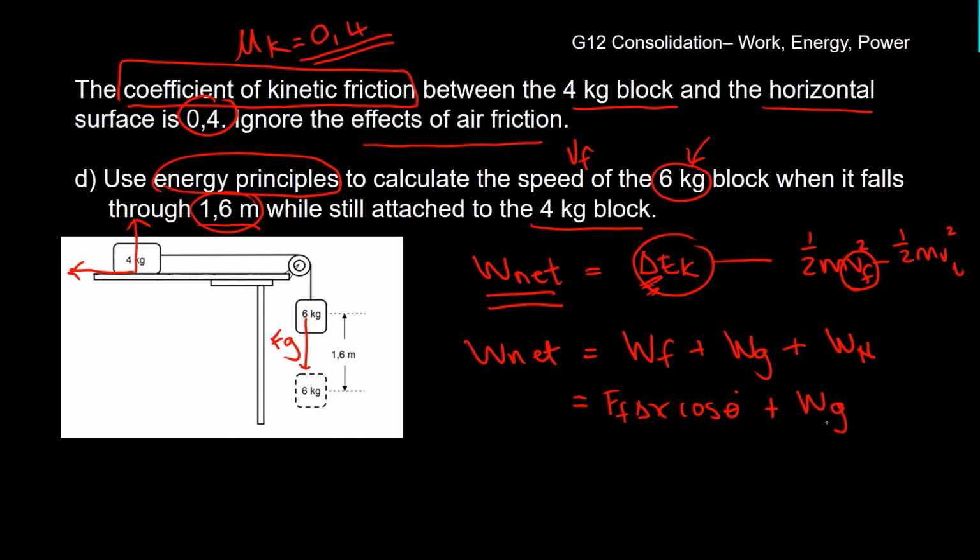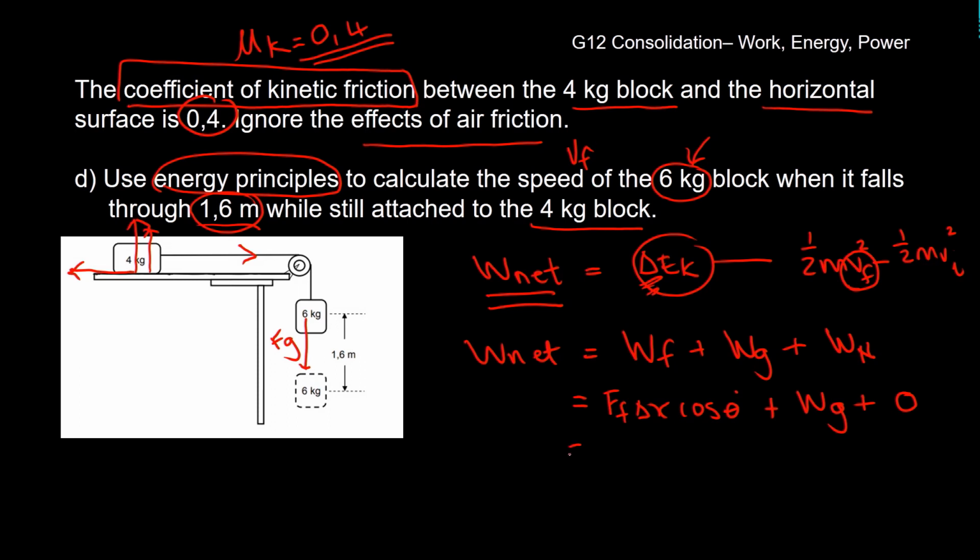I'm going to write that in there. What about the work done by the normal force? Well, movement of this whole system is in this direction. Normal force is up. So we're not going to use the normal force. It is going to be equal to 0 because it has no bearing on the direction of displacement. So we're going to put that in there as 0.